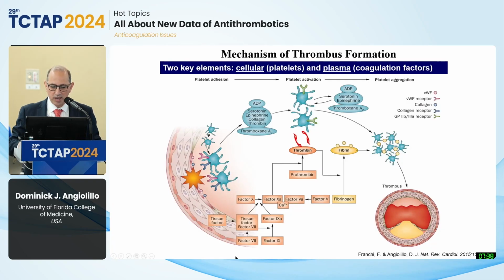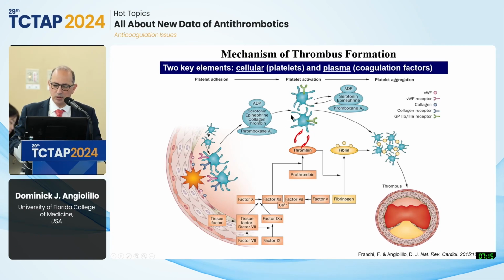We know that when we have a rupture of an atherosclerotic plaque, we have activation of two key pathways. We have the cellular pathway represented by platelets, and then we have the plasma component represented by thrombin. There's an interplay between the two, where the surface of the activated platelet is the main source for the generation of thrombin, and thrombin is the most potent inducer of platelet activation.